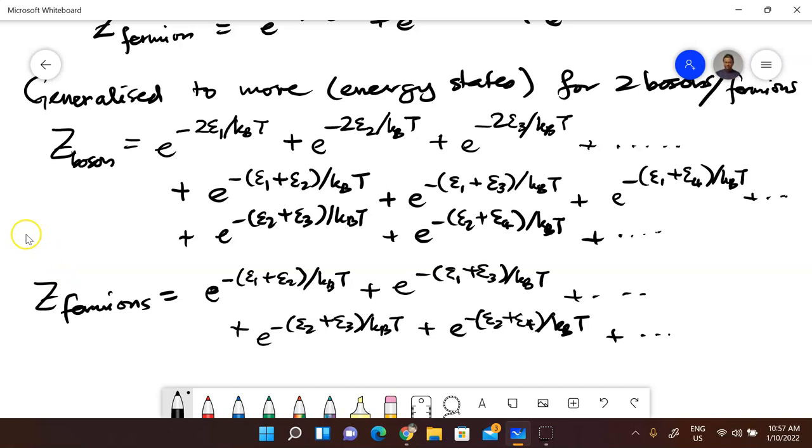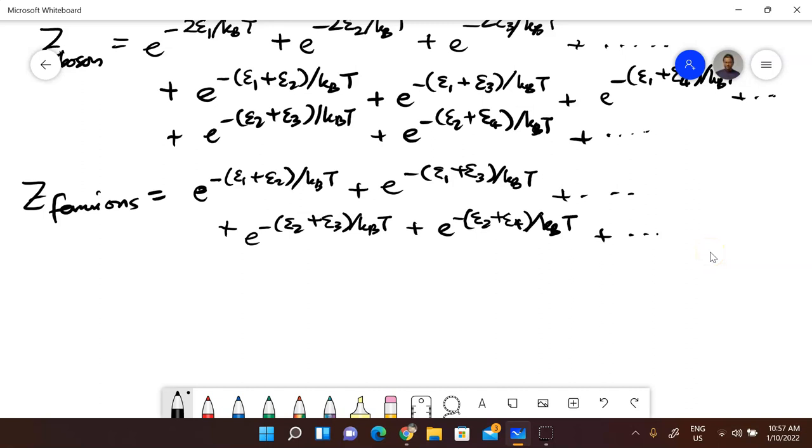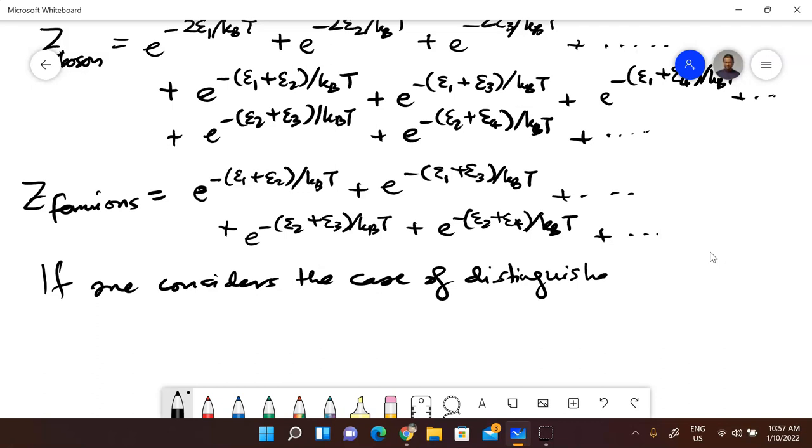But let us see what is the real effect of this so-called exchange symmetry, either for the fermions or the bosons, if one considers the case of distinguishable particles. So what one has is, you're going to get your partition function to be factorized. You probably have seen the factorization of partition function before.